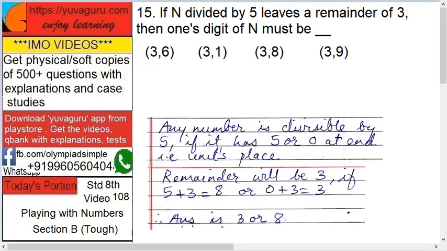So add 3 in both. So it will be either 8 or 3. So the option is 3, 8, meaning either 3 or 8. Both of them are okay. So C will be the option.